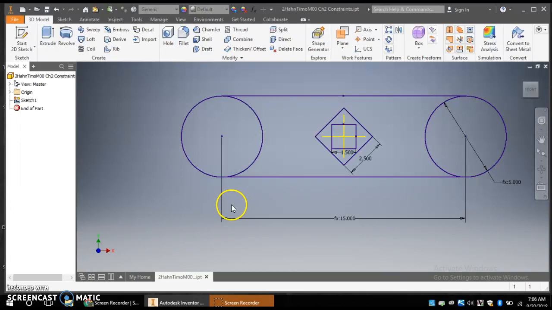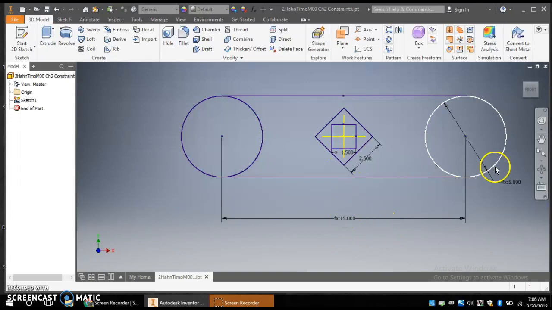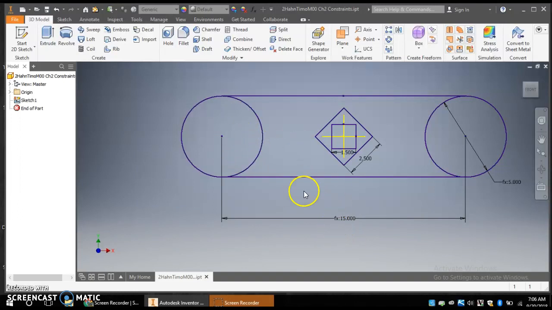All right, we're working on constraints here and talking about constraints. So what we want to do is develop this sketch here that is fully constrained with only 1, 2, 3, 4 dimensions on it. Everything else will be completed through the constraints panel.